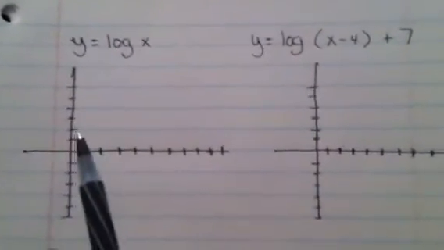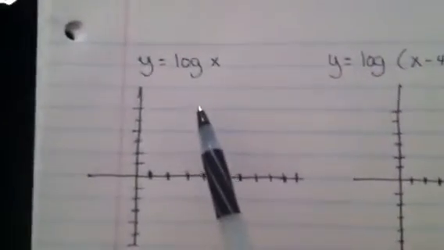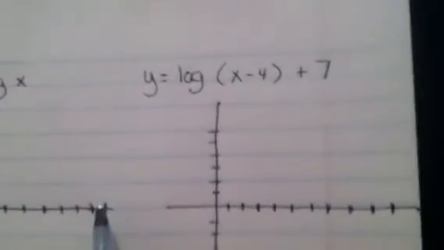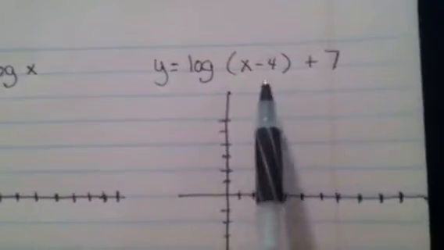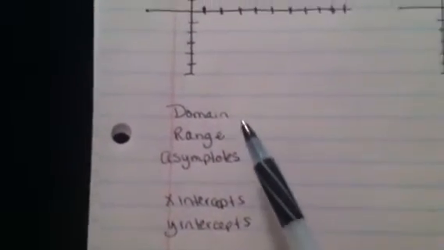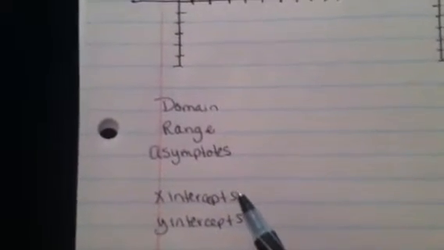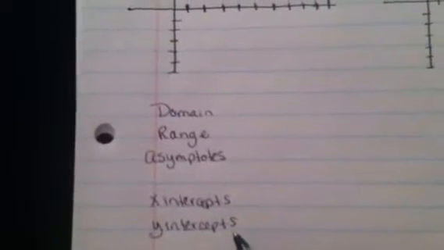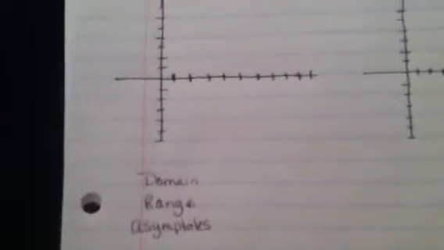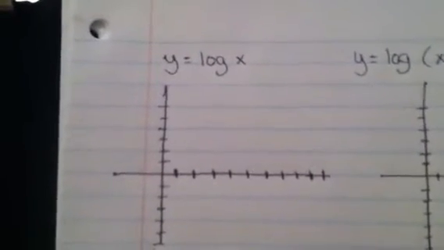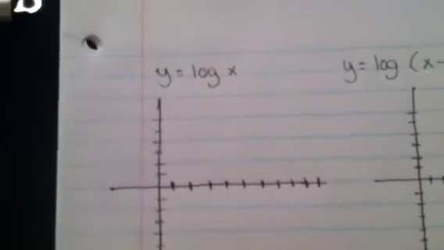Okay, we need to take a close look at the graphs of logs. We're going to look at the parent graph, and then we're going to look at one that has some translations, and we're going to look at some distinct information: domain, range, asymptotes, and not specifically what the x and y intercepts are, but how many of them you have.